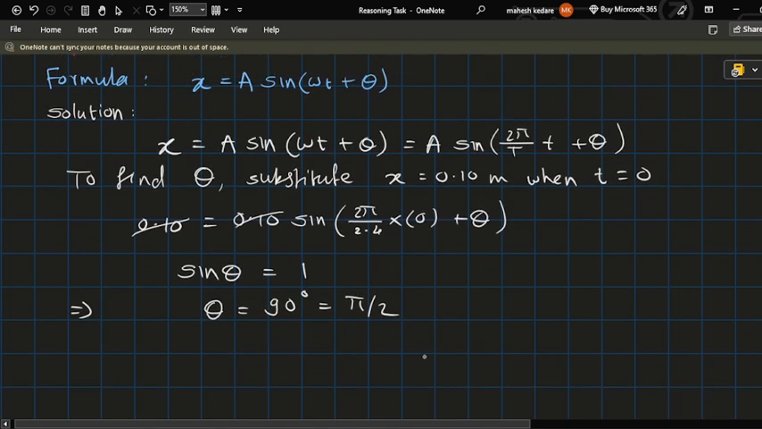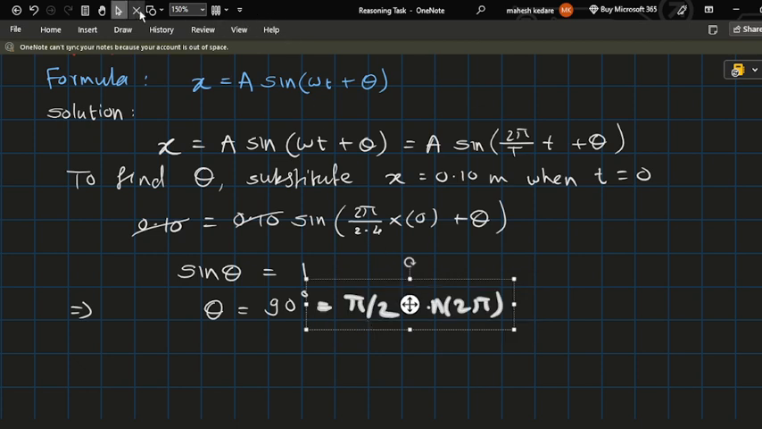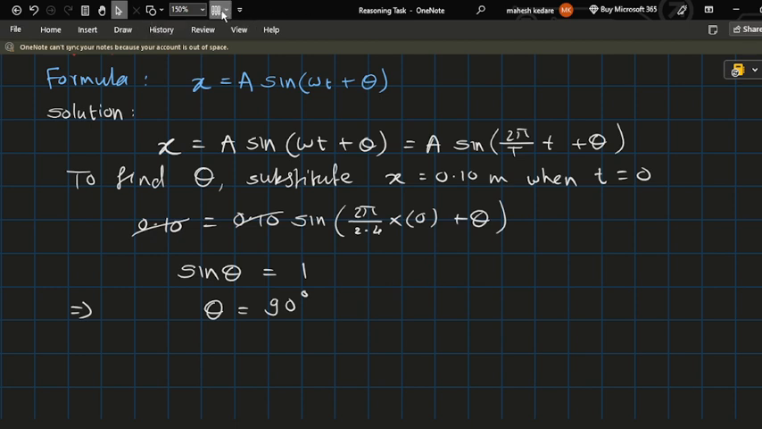This is not the only possible value of theta for sine theta equal to 1. Other values of theta are also possible, meaning all the values you obtain by adding multiples of 2 pi. If you add multiples of 2 pi to pi by 2, you get the same value for sine theta. But we consider theta equal to 90 degrees, that's okay. So theta equal to 90 degrees, or we may write it as pi by 2.